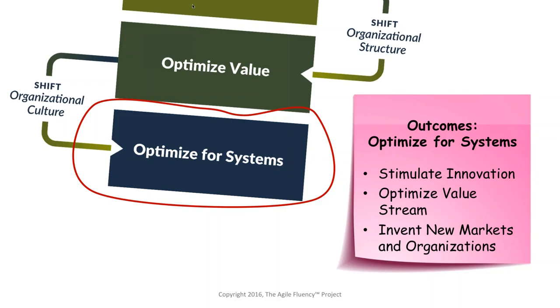And then finally, the last stop so far in our model, we have begun to see that there may be another zone, so to speak, beyond this. But for now, there are so few teams that are working at this that we've sort of stopped the model here for the time being. And this we call optimized for systems. This is where the teams are actually stimulating innovation and disruption beyond their own organization. They look to optimize the value stream across the whole organization. They may be inventing new markets. They may be supporting new organizations.